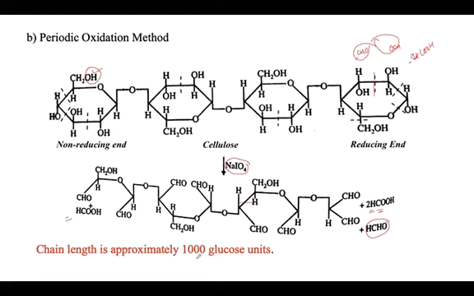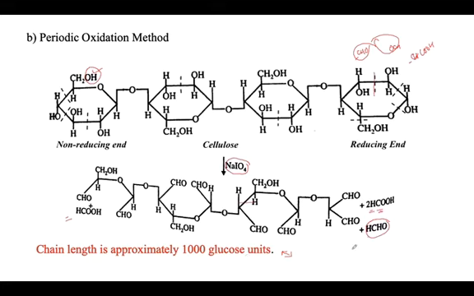it has been calculated that around 1000 glucose units are present in the cellulose. But this method was found not to be accurate because of the presence of over oxidation. Because of the over oxidation, it has been shown that the method is not a reliable one.